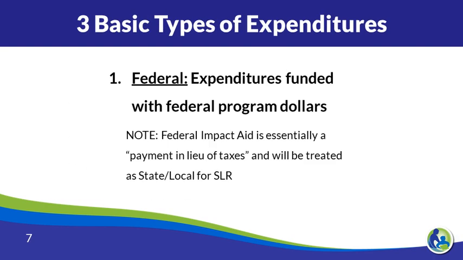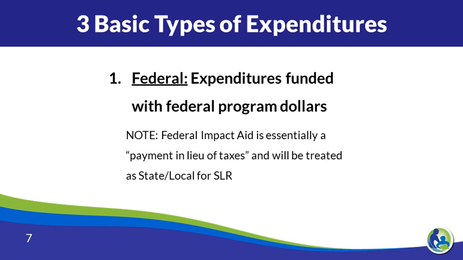Working with other states and experts in the field of school finance, we have developed a reporting system that breaks expenditures into three basic types. The first expenditure type is federal. These are staff, purchase services, and other expenditures that are funded with federal program dollars, such as a Title I or IDEA flow-through grant. The federal expenditure type includes federal funds that are awarded to a district or LEA through a consortium or fiscal agent, such as a CESA or another district.